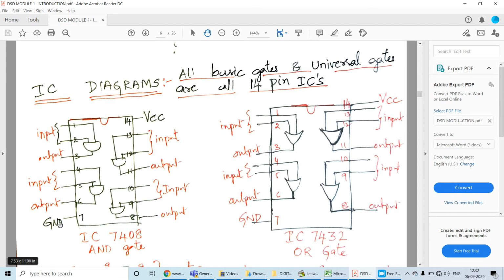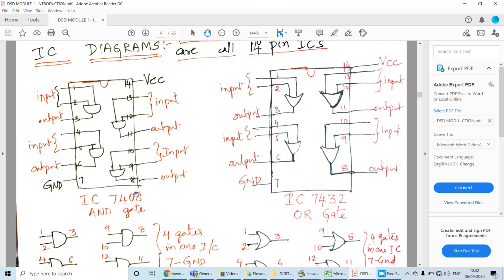Now those 14 pin ICs will have one pin as ground and another pin as VCC. Pin number 7 is ground and pin number 14 is VCC, and you will have 4 different AND gate combinations in one single IC. So you can realize 4 AND gates in one single IC. The IC used for AND gate, as I told you earlier, is 7408. So in IC 7408 you can realize 4 AND gates.